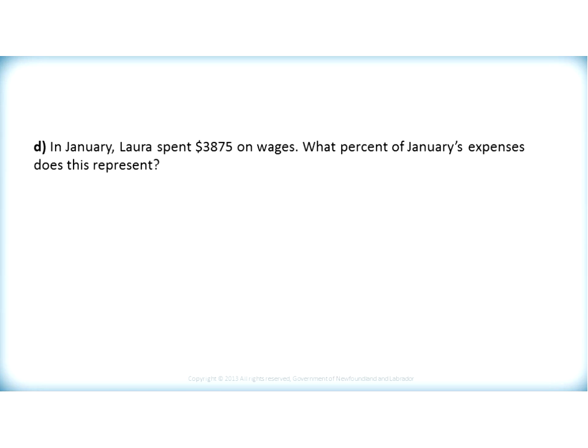Okay, in January, Laura spent $3,875 on wages. What percent of January's expenses does this represent? Well, we know that she spent $8,200 in total in the month of January. If $3,875 was spent on wages out of the $8,200, we divide 3,875 by 8,200. Multiply that by 100, and we're in percentage units. It gives us a total amount of 47%. So almost half of all of her expenses went towards wages in the month of January.